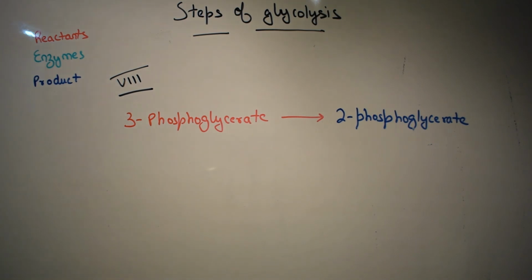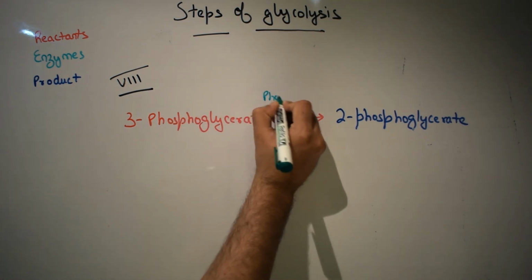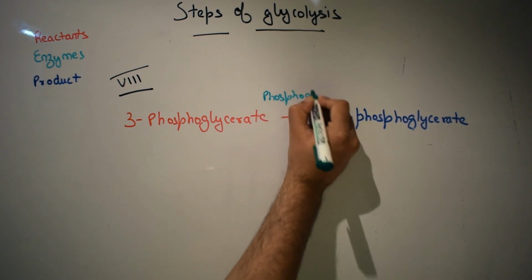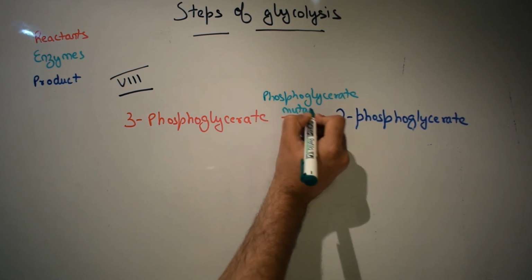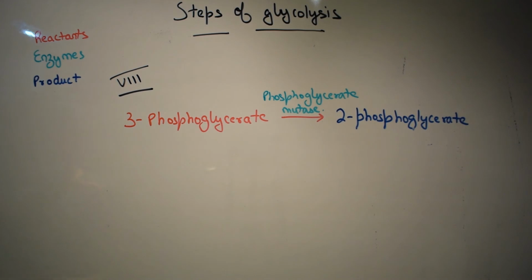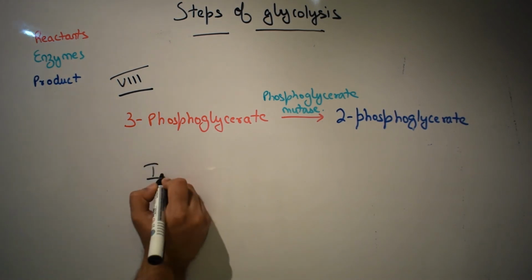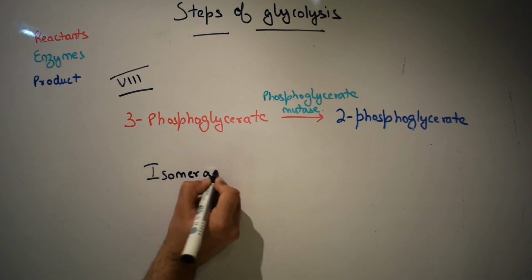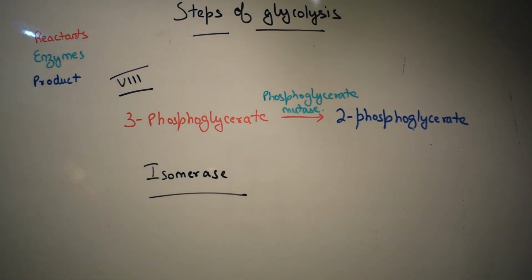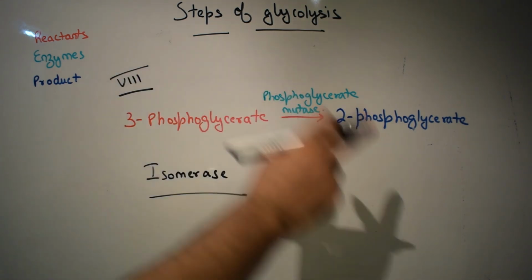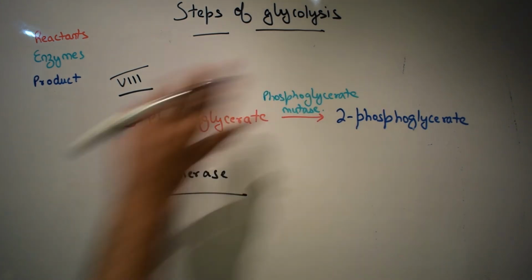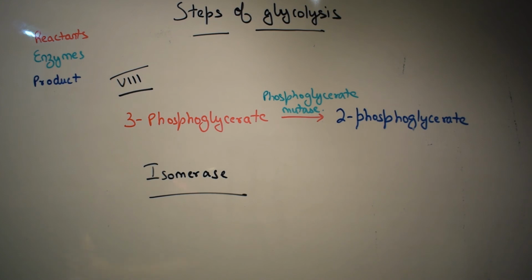So the enzyme responsible is phosphoglycerate mutase, and as the name suggests, mutase is an isomerase enzyme which causes structural change and no chemical change. The mutases, the isomerases, the racemases, they all come in the category of isomerase enzymes. And here also the phosphoglycerate mutase just shifts the phosphate group from the 3rd carbon to the 2nd carbon. So that's all in the 8th step. Only a shift in structure has taken place.